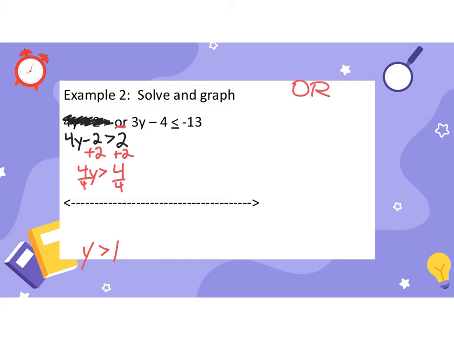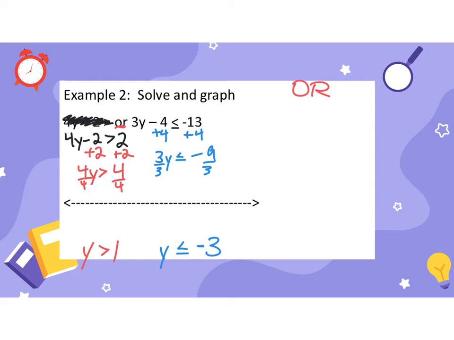Okay. Next one. Solve this same problem, so same process here. Add 4 on each side. -13 plus 4 is going to be -9. And then we're going to divide by 3, divide by 3. It's a +3, so we don't have to worry about flipping anything, but we end up with y is less than or equal to -3, because -9 divided by 3 is -3. Okay.